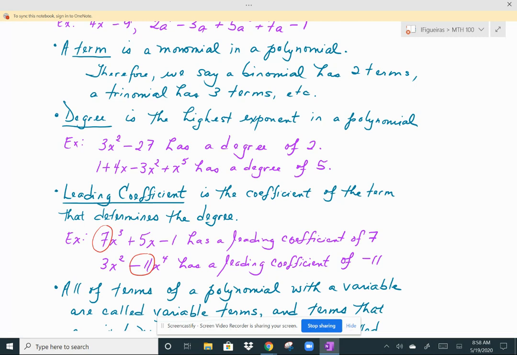When you don't see a number in front of it, like something like this, x squared minus 9, here the leading coefficient is just 1. So when you don't see a number written in front of the variable expression that determines the degree, it's implied to be 1. All right, so let's go on.